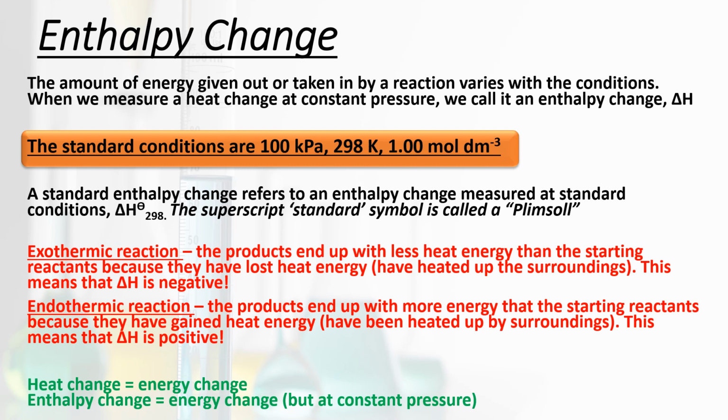We also have this idea of standard conditions. We'll see that we will refer to something called a standard enthalpy change. A standard enthalpy change refers to an enthalpy change. Remember, an enthalpy change is just a heat change or an energy change at constant pressure. And we measure it at standard conditions. Now, this is given the symbol delta H. The H is enthalpy. Delta, that triangle shape, is a change, so we have an enthalpy change. 298 just references the fact that it's at 298 Kelvin, 25 degrees Celsius. And then the symbol at the top is indicating that we are at standard conditions.